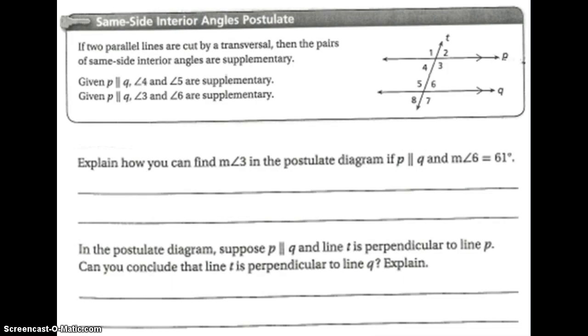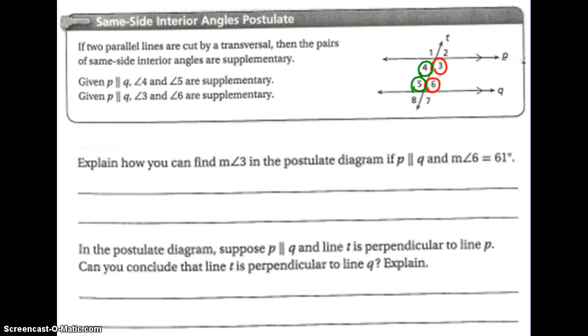Alright, so the same side interior angles postulate. If two parallel lines are cut by a transversal, then the pairs of the same side interior angles are supplementary. What that means is that angle 3 and angle 6 would have to be supplementary. It also means that angle 4 and angle 5 are supplementary as well.